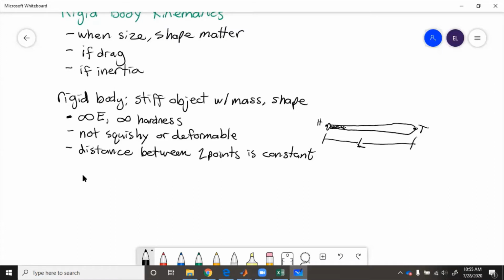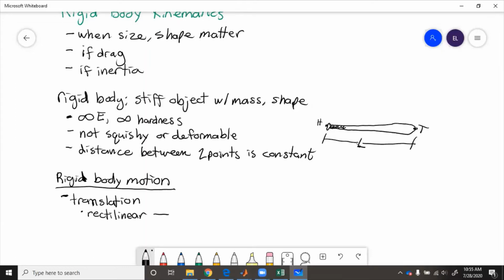Now, there are different types of rigid body motion. What we've learned for the particle was translation. Rigid bodies can translate. This translation can be rectilinear, which is straight line. So translation moves forwards, backwards. Rectilinear is in a straight line, and then curvilinear, curve. But the object always keeps the same orientation in curvilinear translation.